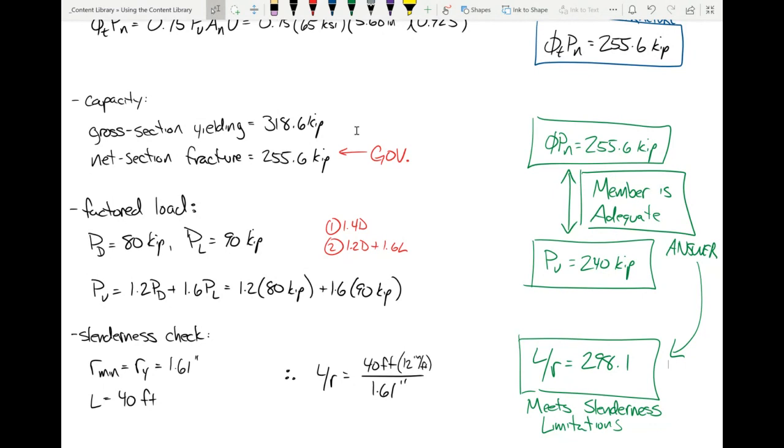Now, how would it apply to multiple members at once? Well, if you have a building and you have multiple members that all have the same geometry and all have the same loads, then what you can do is design one of those members and just use it over and over again. Now, if you have a structure and the members have different geometry or different loads, then you're going to have to do each one separately. But I don't know any other way to answer that question. Or did I answer it?